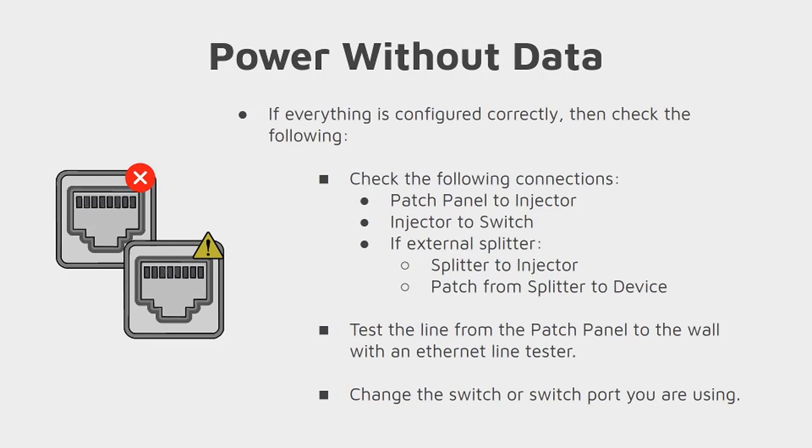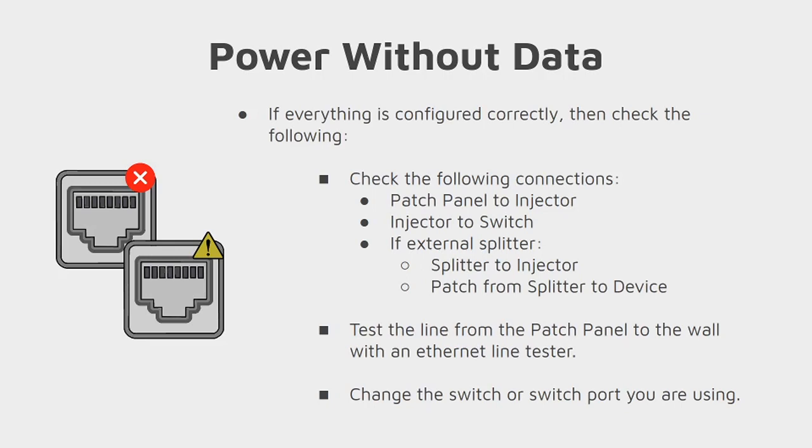Typically, power without data is easy enough to identify because you are getting at least a connection from the injector to your device. So it's a much shorter little area to look at at that point.